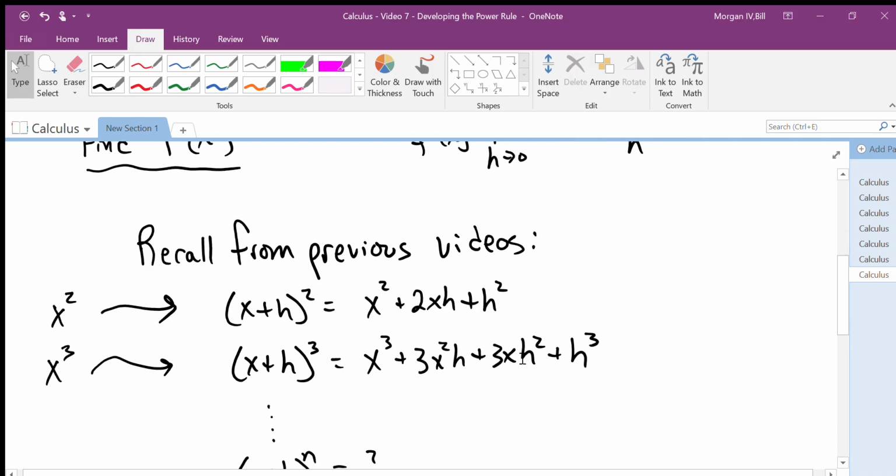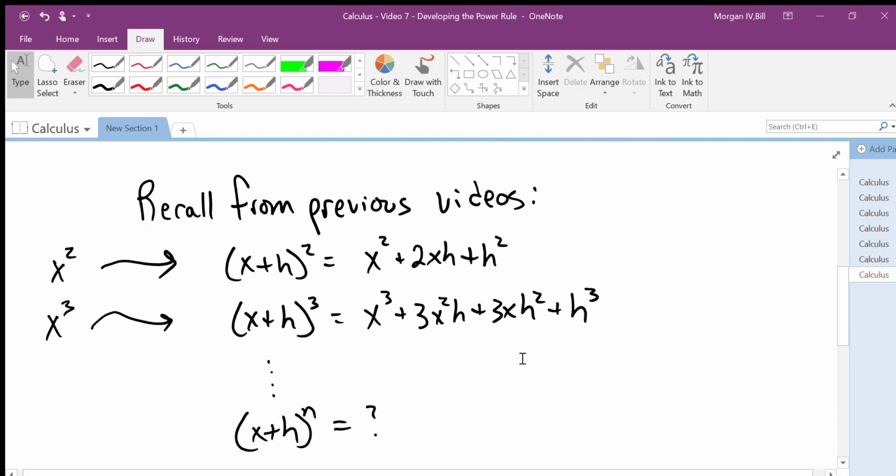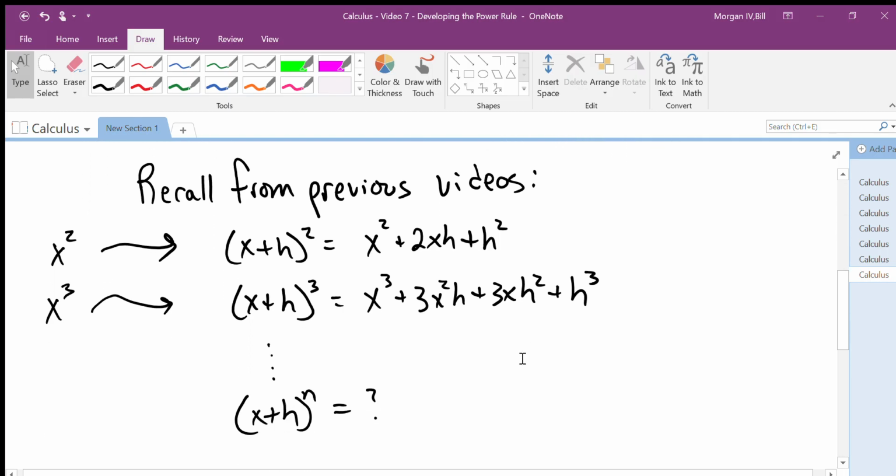All right, kind of get us to expand our brains of thinking more abstractly here. All right, so what we're thinking of is we have this x to the n. We don't know what n is, and so we need to find x plus h to the n so that we can have the f of x plus h term. All right, so how do we do that?